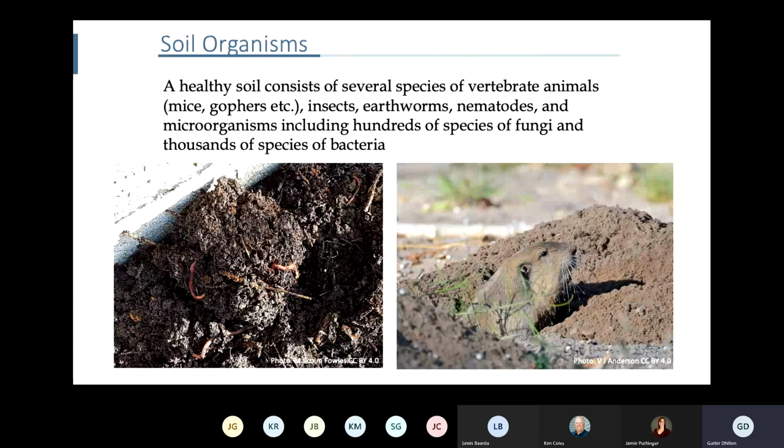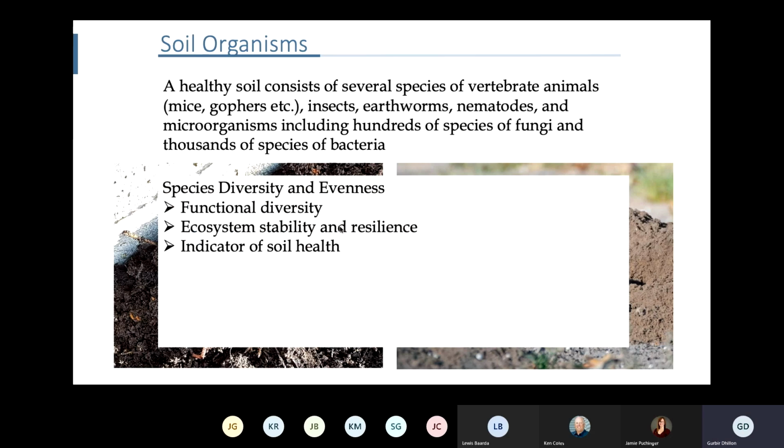A healthy soil consists of several species of mice, gophers, insects, earthworms, nematodes, and also microorganisms, including hundreds of species of fungi, thousands of species of bacteria. This huge diversity of organisms is generally not evenly distributed in the soils, since there are localized microclimate zones in the soils containing areas of good and poor aeration, cool and warm temperatures, moist and dry conditions. However, this diversity is useful. It is an indicator of good soil health.